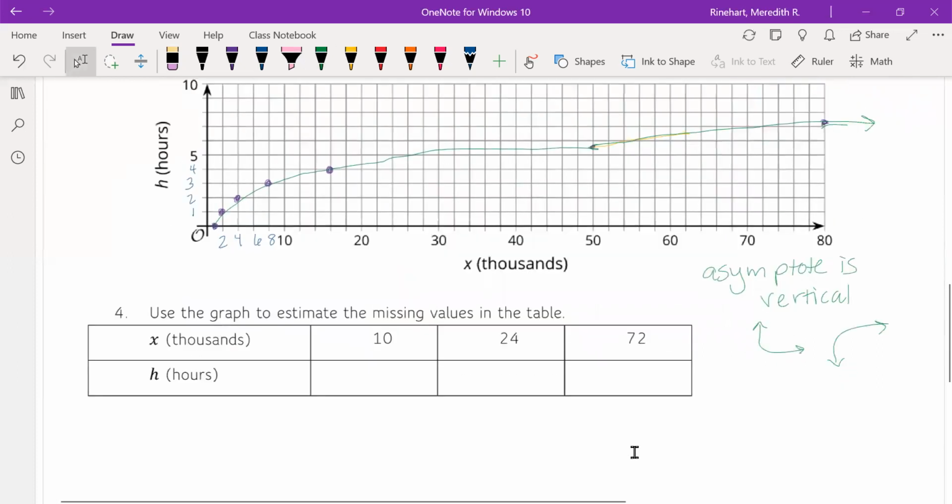Then it asks us to use the graph to estimate some missing values. So if we use our graph, at 10 it would be right about here, which I'm going to say is about 3.3. It's a little bit past 3. 24 is here. I'm going to call that about 4.6. And then 72 is about there. I'm going to call that a little bit past 6, so maybe about 6.2.